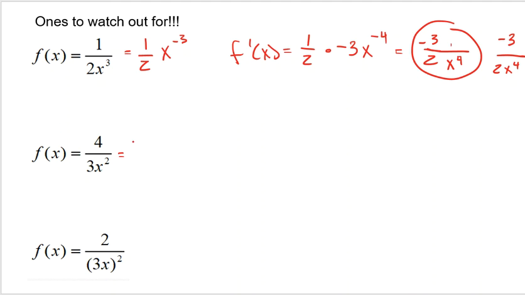The first thing I'm going to do is rewrite this function as 4/3 x to the negative 2. Again, the 4/3 is just a constant sitting out in front. I'm just going to write it as a power, x to the negative 2. Now I can go ahead and find the derivative.